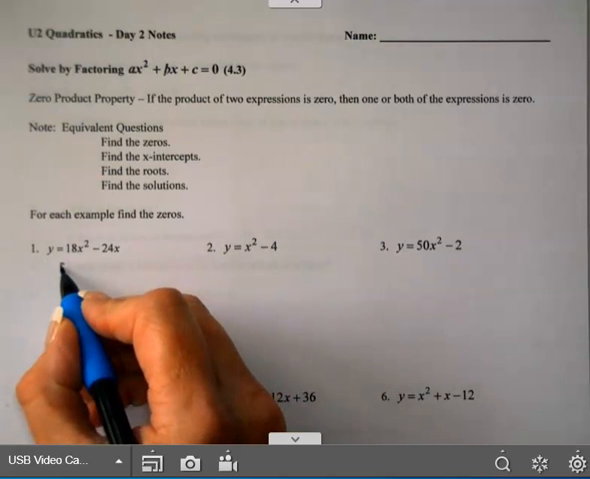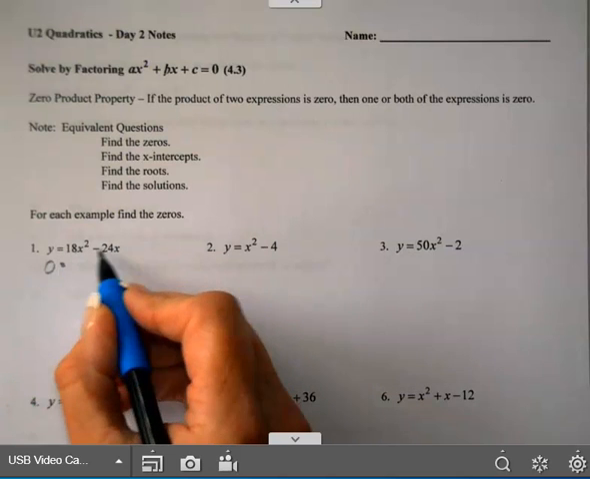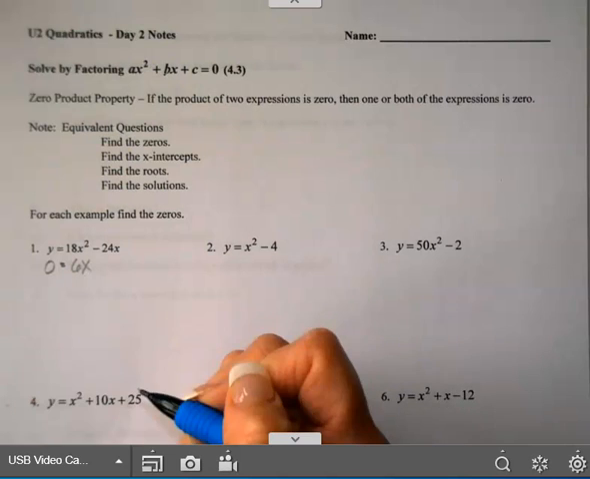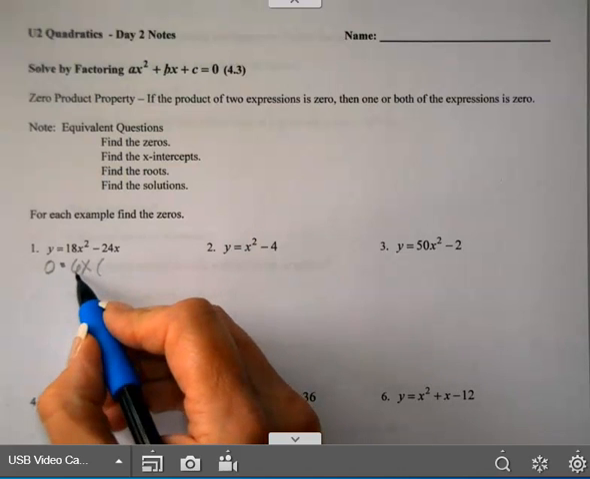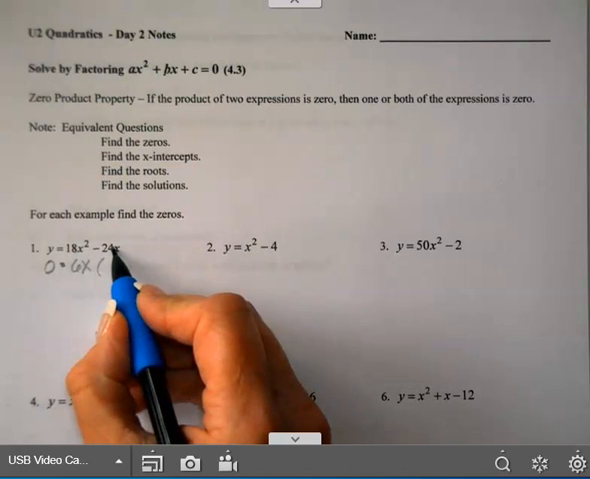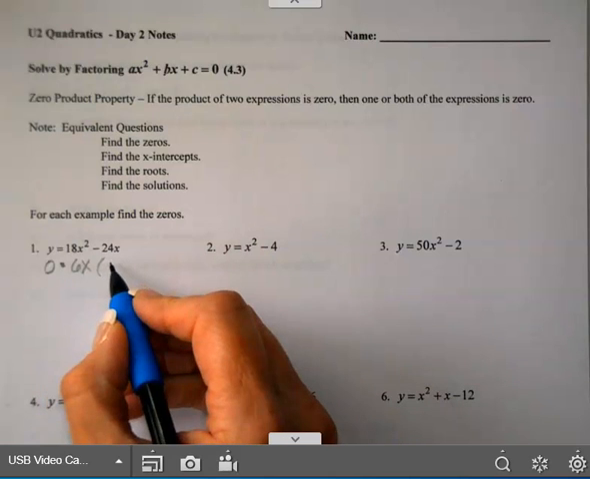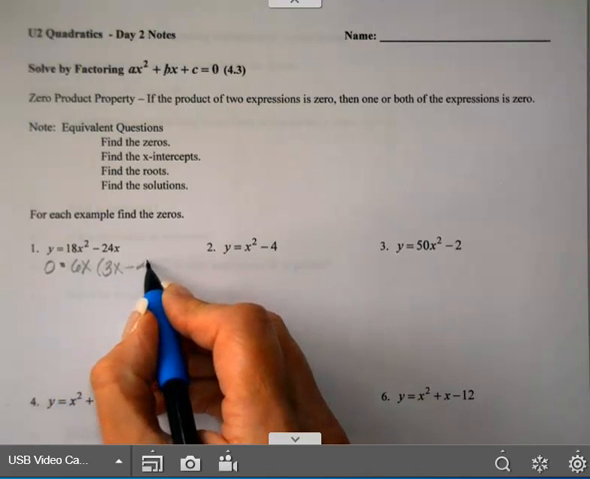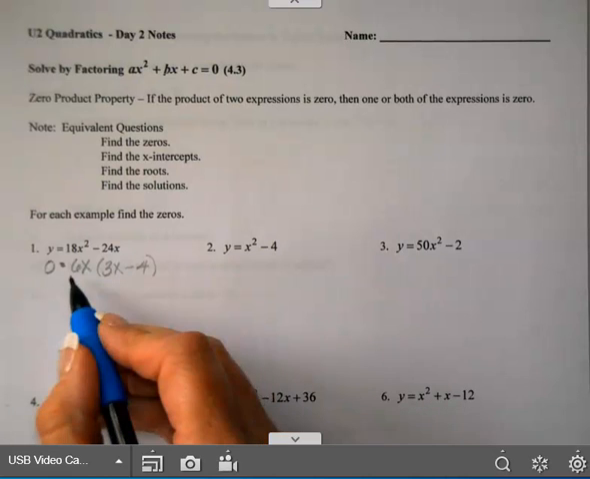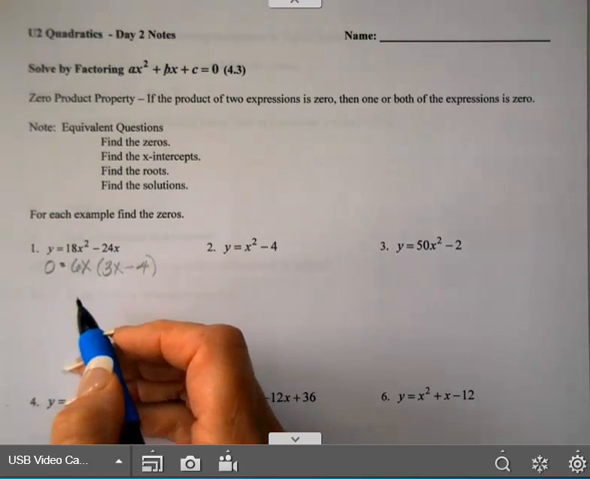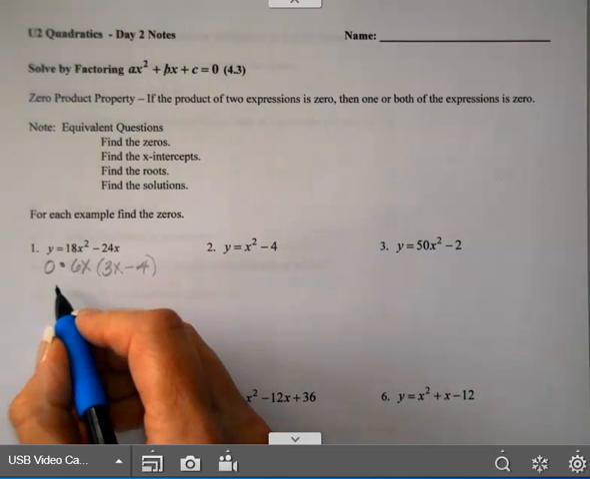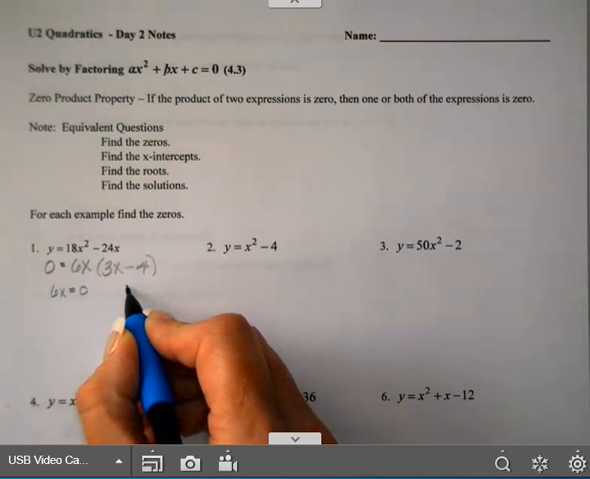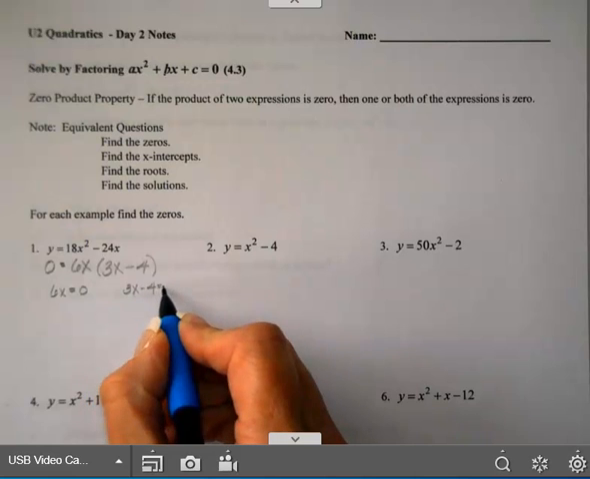And so to solve this, I set y equal to 0, and these do have a greatest common factor of 6 and x, so I'm going to factor that out. When you factor it out, that means you're dividing each of those by 6x because you're multiplying it on the outside. So this will be 3x and then minus 4. And you'll set each factor equal to 0. I'm going to do it on the first one, but then after that, I'm just going to do it in my head. So I would set the factor 6x equal to 0, and I'm going to set the factor 3x minus 4 equal to 0.